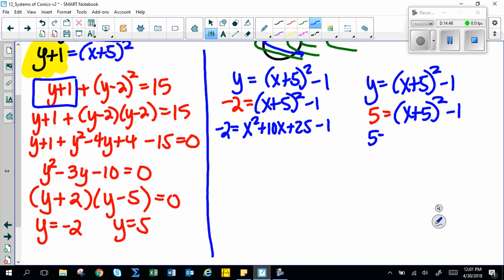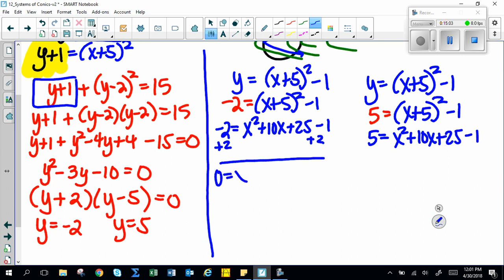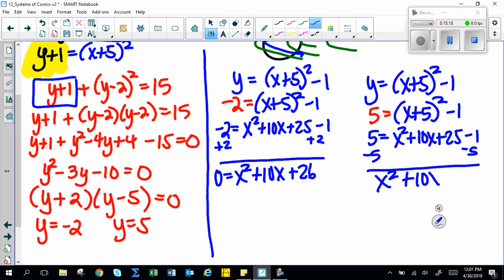So kind of the same thing on this side. It's going to be your x squared plus 10x plus 25 minus 1. I need to set the equation equal to 0. So on the left-hand side, I'm going to add 2 to both sides. So I'll have 0 equals x squared plus 10x plus 26. On the right-hand side, once I subtract 5, I'm going to have x squared plus 10x plus 19.